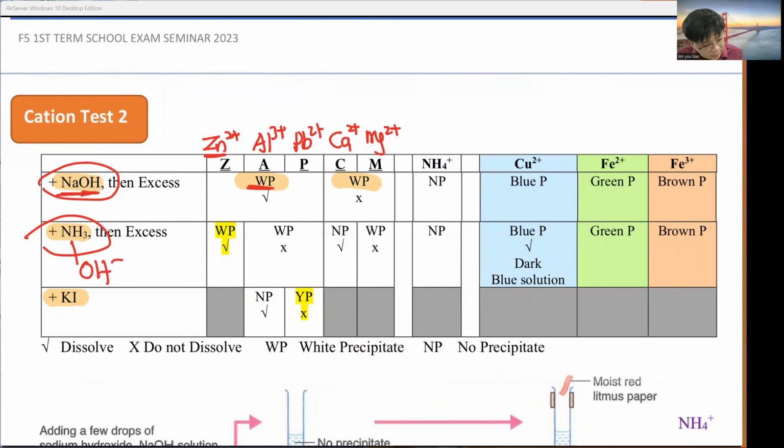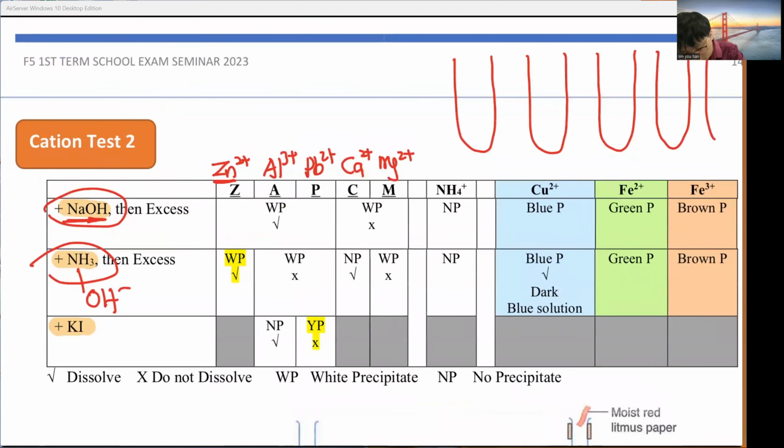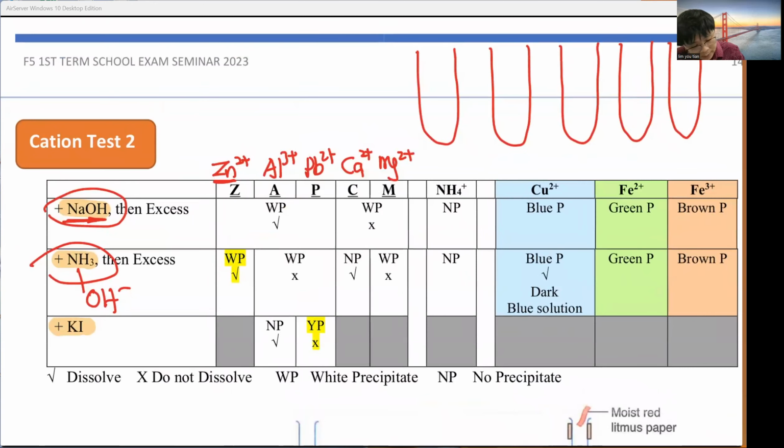So how do you memorize the result? It's very simple. I'll roughly go through with you first how this result looks like. You see, we have 5 different test tubes. We try to understand how this result works first. These 5 test tubes are zinc, aluminium, Pb, calcium, and magnesium. So I roughly let you understand the result first.